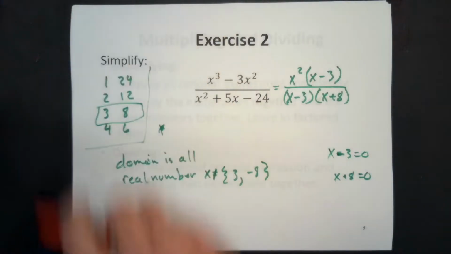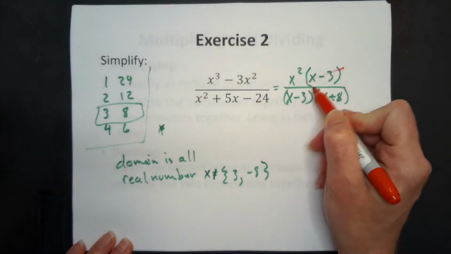Now to cancel and to simplify. So to simplify, we cross out our x minus 3s.